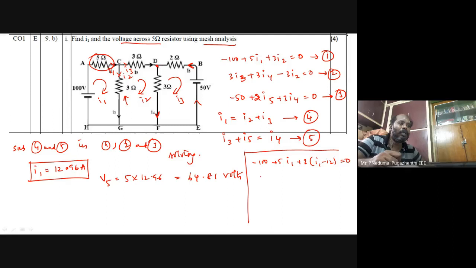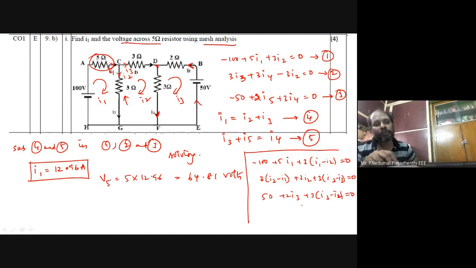This is going to be 3 into I2 minus I1, plus 3 into I2, plus 3 into I2 minus I3 is equal to 0. Then, based on this direction of current, 50 plus 2 into I3 plus 3 into I3 minus I2 is equal to 0. So I have 3 equations with 3 variables. It is very simple to use your calculator and solve this. Now you will get I1 is equal to this value, and you can check it.